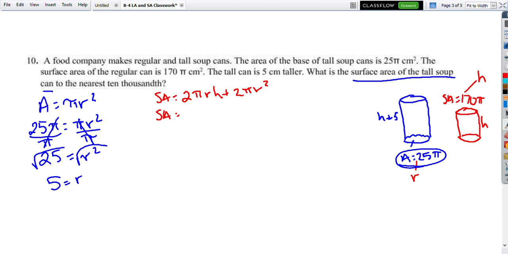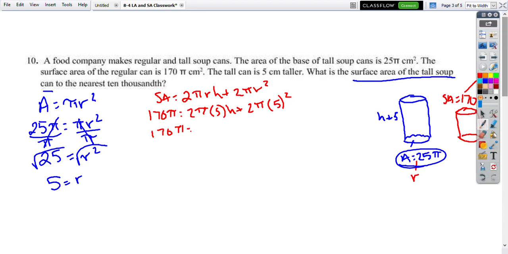Instead of writing SA, we're going to fill in what it is. So that's 170 pi is equal to 2 pi, right, times 5 times h, because we don't know it, plus 2 times 5 squared. And really, we should already know that this is 50 because it already told us that. Or sorry, no, the 25 pi was one base, so both should be 50 pi. So keep that in mind. So 170 pi is equal to, now we can combine like terms here.